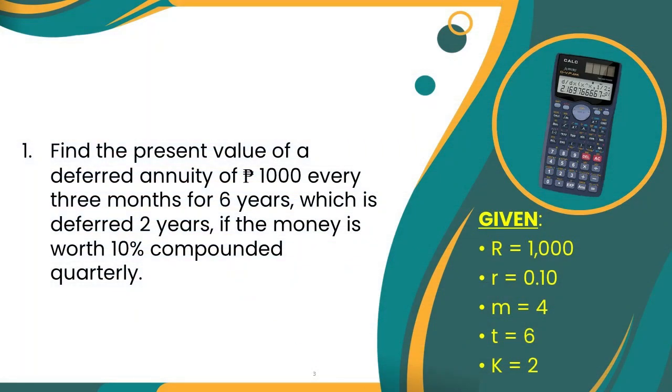Given in the problem are the following. The regular payment, represented by capital R, is 1,000 pesos. The rate of interest, represented by small r, is 10%, which is equivalent to 0.10. The conversion period, represented by M, is quarterly, which is equivalent to 4. The term of the annuity, represented by T, is 6 years, and the period of deferral, represented by K, is 2 years.